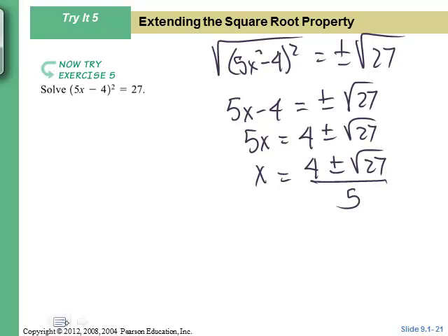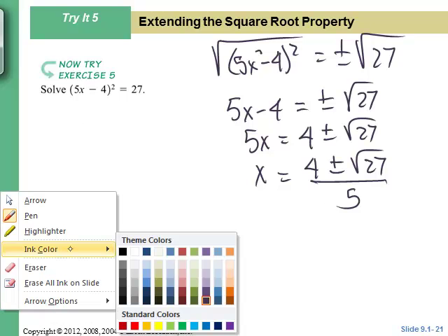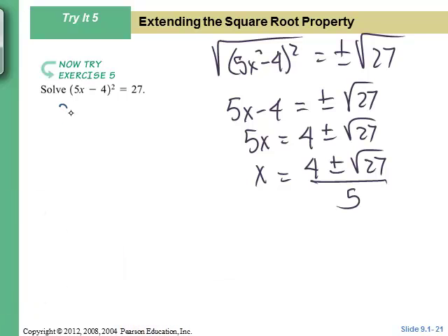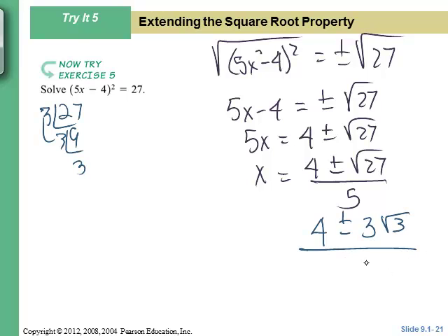Now, we have to simplify that square root. 27 divided by 3 is 9, divided by 3 is 3. So we have a pair of 3's on the outside, 4 plus or minus 3, and a 3 on the inside, over 5. So those are our two answers there. You try this one.